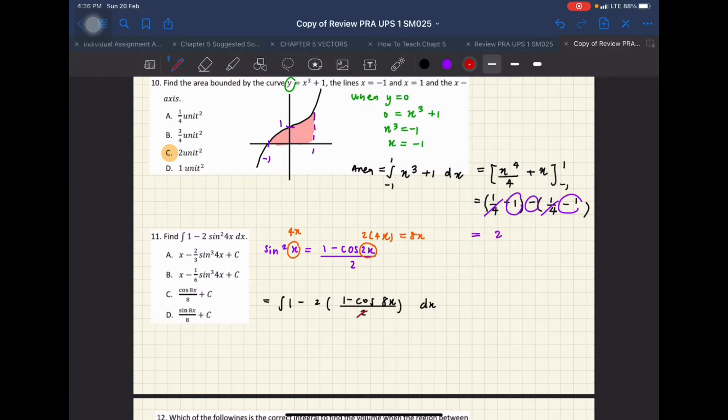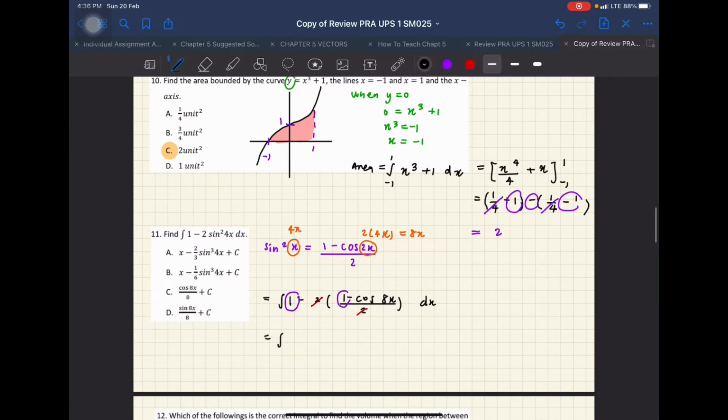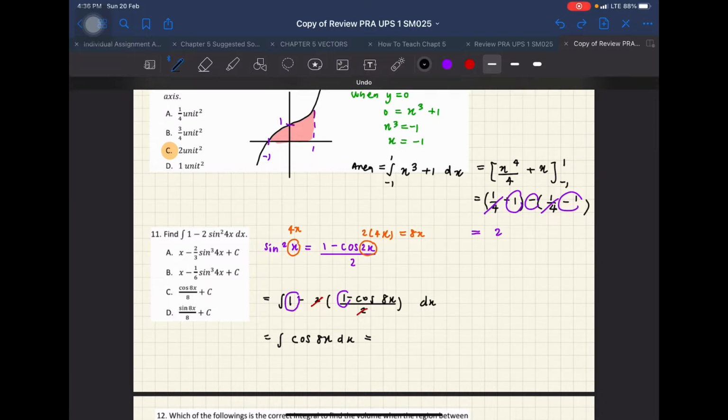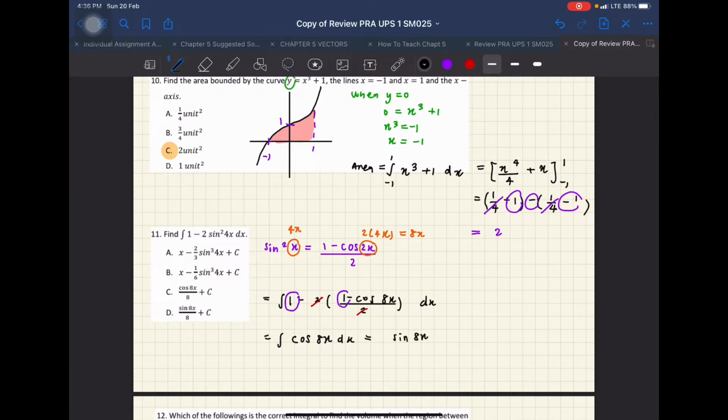So this 2 cancel out with 2. Okay, and then awak ada 1 tolak 1. So 1 hilang. Okay, so apa yang tinggal untuk awak hanyalah integral of positive. Okay, so kenapa positive? So this is negative and then you have negative over here. So you will get positive cos 8x dx, which will give you sine 8x over 8 plus c. Your answer is D. Dadu.